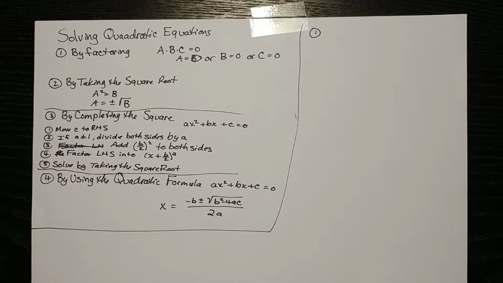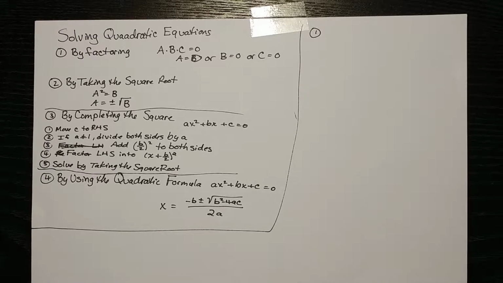In this video, we're going to talk about how to solve quadratic equations, and we're going to look at it by 4 different ways. The first is solving a quadratic equation by factoring. Then we'll look at solving a quadratic equation by taking the square root, often called the square root method. The third way is completing the square, and the fourth way is using the quadratic formula.